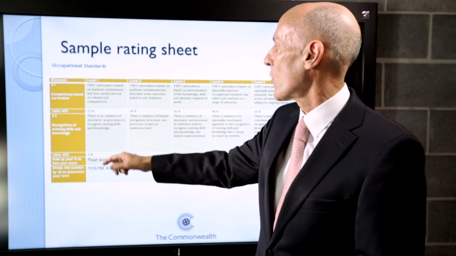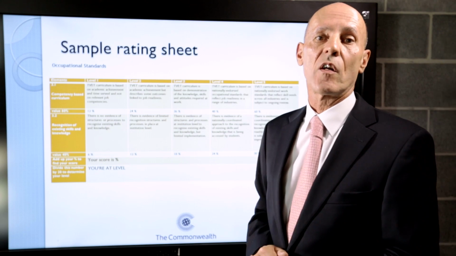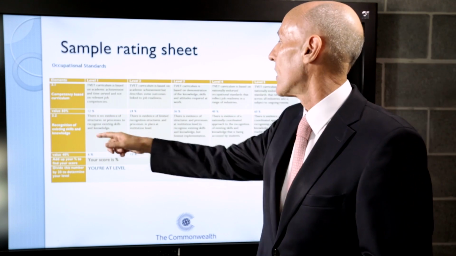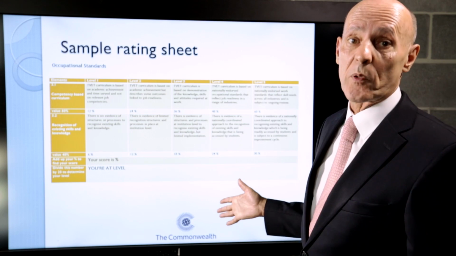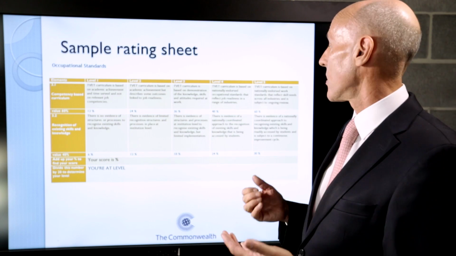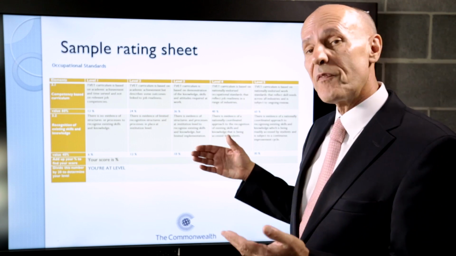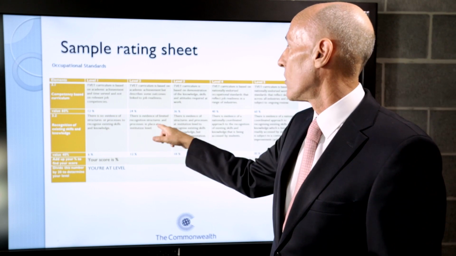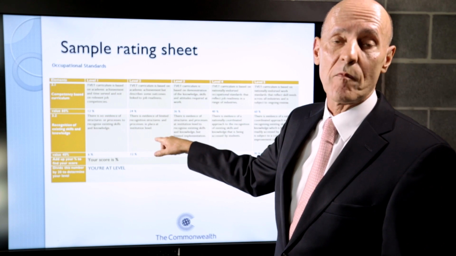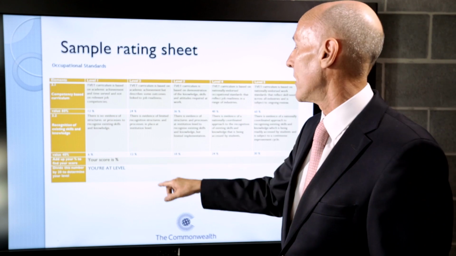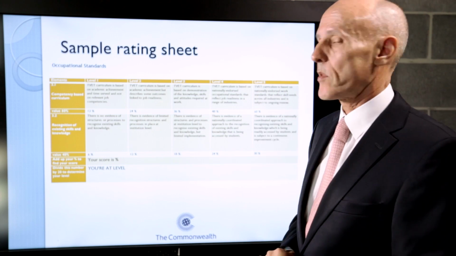In this case there are only 2 elements, so the other one is recognition of existing skills, and here again you would establish, do we have a process for recognising existing skills? If it's not quite there yet, maybe you're at level 2, the policies might have been decided but haven't been implemented, so you would circle the 12%.